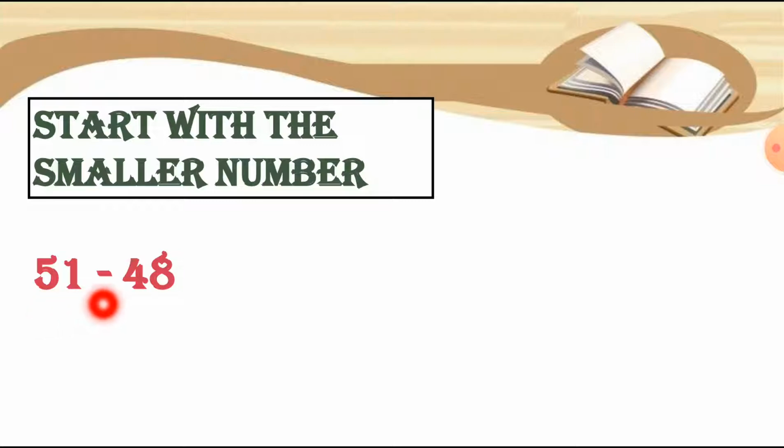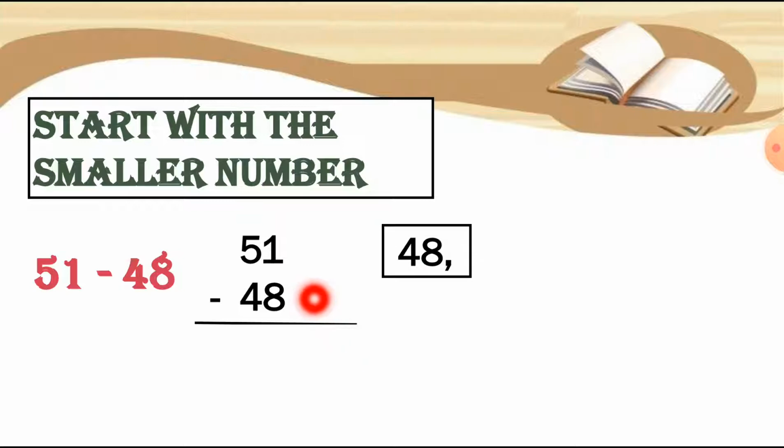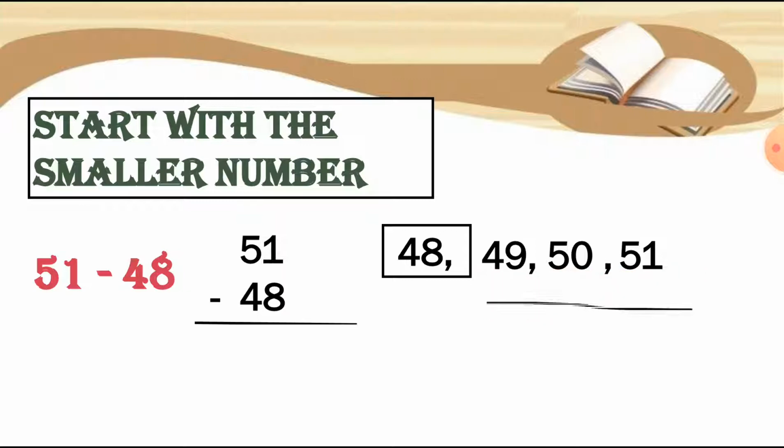Next one, 51 minus 48. I repeat, 51 minus 48. In this we write the sum format first and start with 48, because 48 is the smaller number. After 48 comes 49, then 50 and then 51. How many steps is this? 1, 2, 3. So 3 steps. If you cut 48 from 51, you get the answer 3 only. This way we can subtract numbers by counting forward.